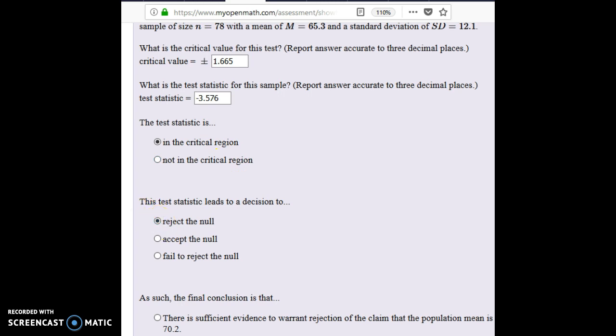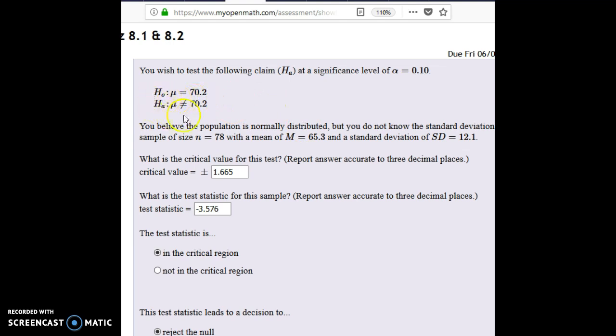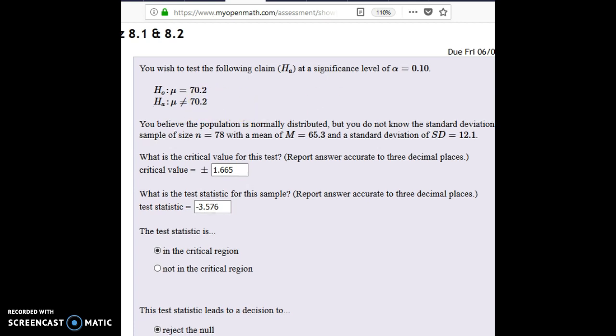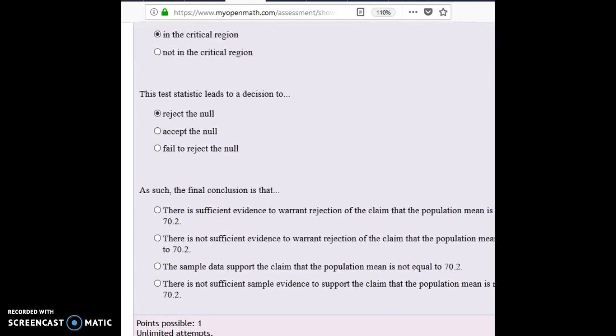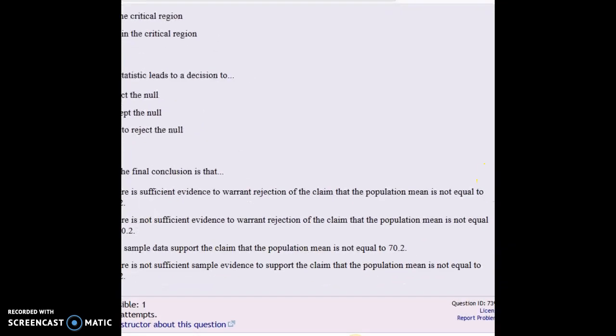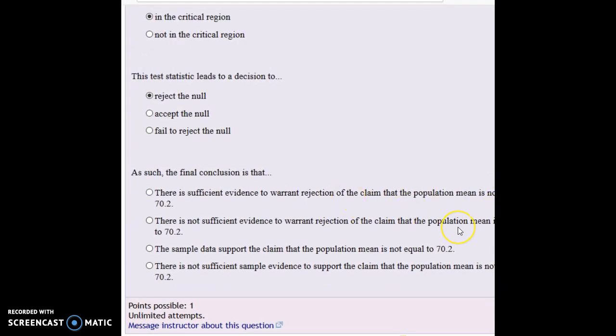When we reject the null, that means that we're going to consider our alternate hypothesis to be true. So if the alternate hypothesis is true, let's look down here and see which statement coincides with that. There is sufficient evidence to warrant rejection of the claim that the population mean is not equal to 70.2. Now that's saying that our alternate is false, which is not what we're saying. We're saying our alternate is true. So it's not that.